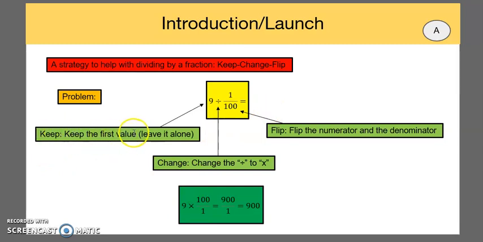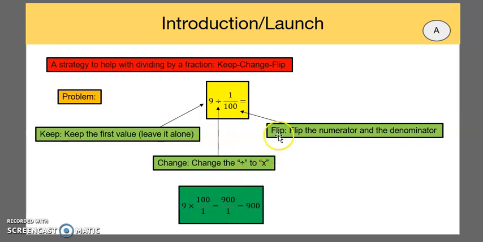Keep the first value, leave it alone. So in this problem, the 9 is your first value. So we're going to leave it alone and not do anything. And you'll notice that I kept the 9 down here as well. The next one is change. We're going to change the division symbol to multiplication. So here we see the division symbol. We're going to change it to multiplication. So the division changes to multiplication.